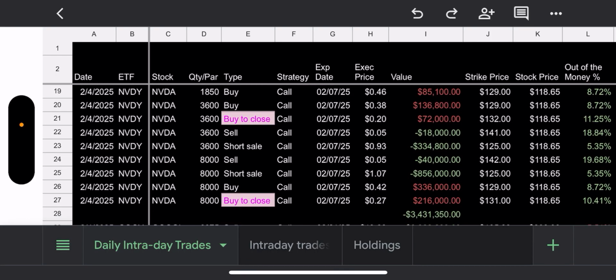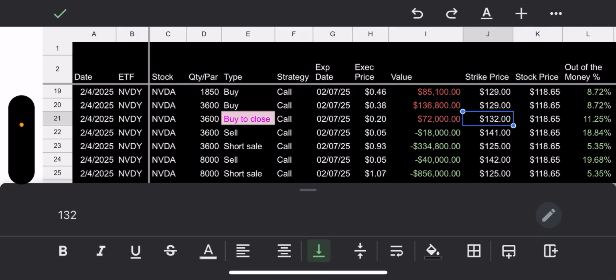And then they got, what else? By the close. So they closed out a 132 strike. It was 11% out of the money. You see that? So they closed that out. And then you look down here, short sale. Short sale. This is the new one, 125. So they go from 132 to 125.